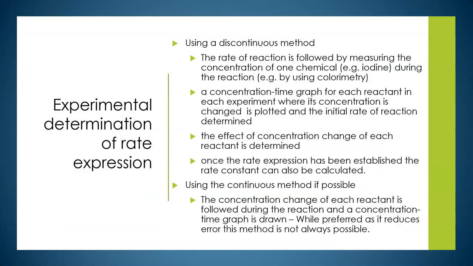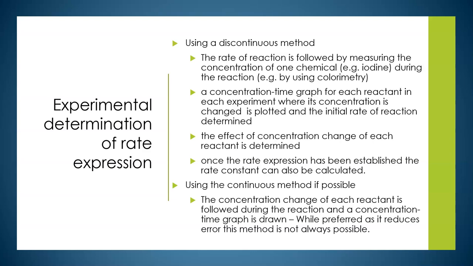When we remember, everything we do with rate is typically experimentally determined. We can use a discontinuous method, so the rate of reaction is followed by measuring the concentration of the chemical iodine during the reaction by colorimetry. We can use a concentration time graph for each reactant in each experiment where its concentration is changed, is plotted, and the initial rate of reaction determined. Okay, going back through zero. The effective concentration change of each reaction is determined. Once the rate expression has been established, the rate constant can also then be calculated.